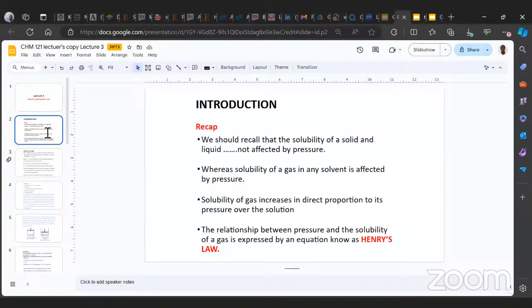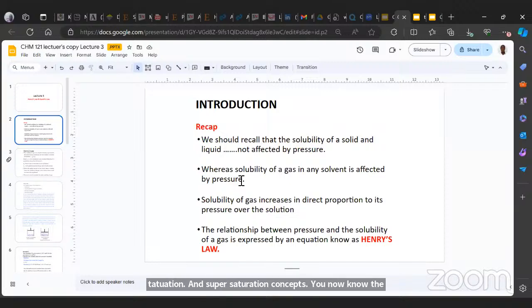So you are now gurus in explaining solubility, solution concepts, saturation, and supersaturation concepts. You now know the law that relates solubility of a gas to pressure. What is that law? I can ask it in OBJ. The law that relates solubility of a gas to the pressure: Henry's law, gas law, Raoult's law, ideal gas law. What is the answer? Henry's law.